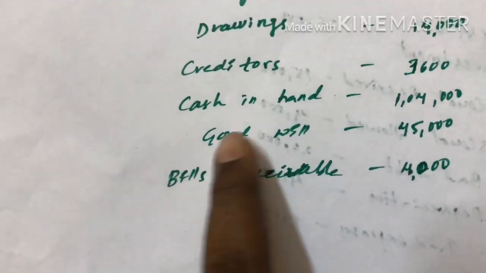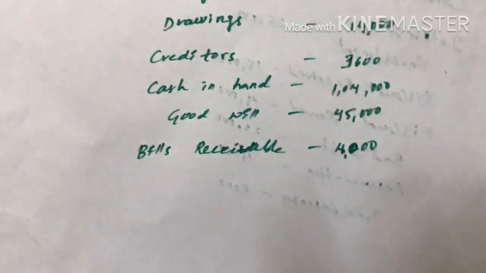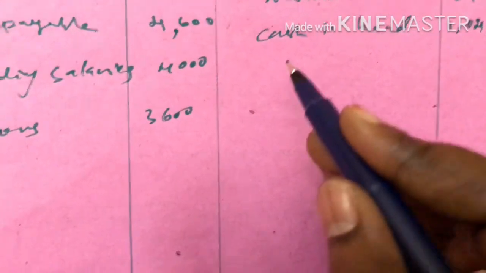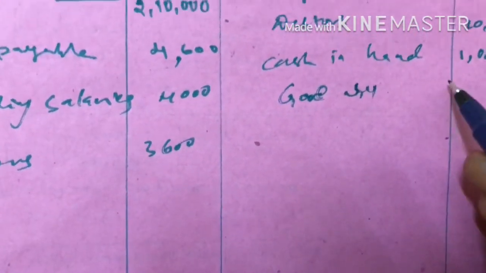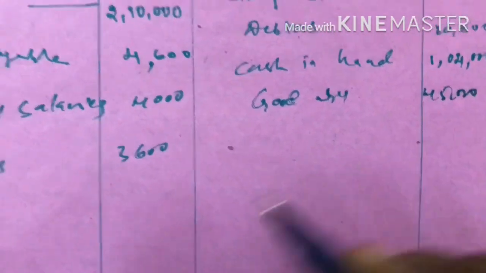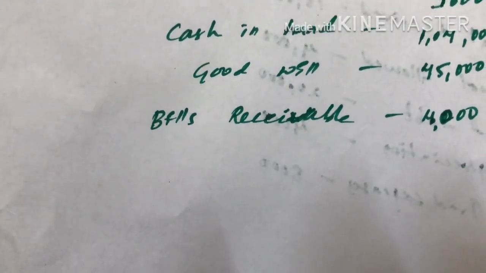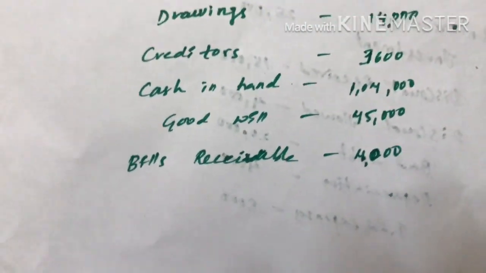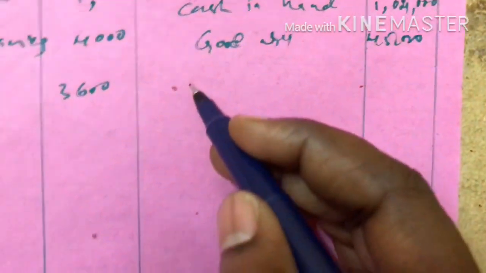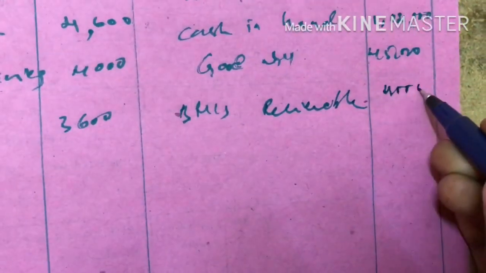Next one, cash in hand. We can write it as cash in hand. Next one, goodwill. The goodwill is one of the assets. The amount is 45,000. Next, bills receivable. Bills receivable is one of the assets, meaning we are receiving some amount. So you can write it here. Bills receivable, the amount is 4,000.